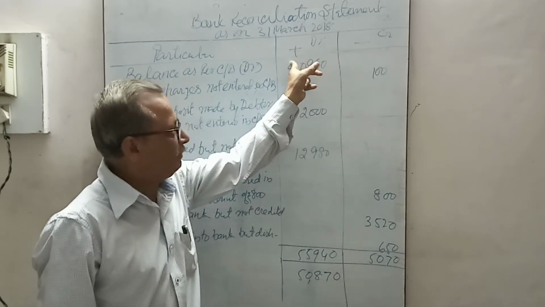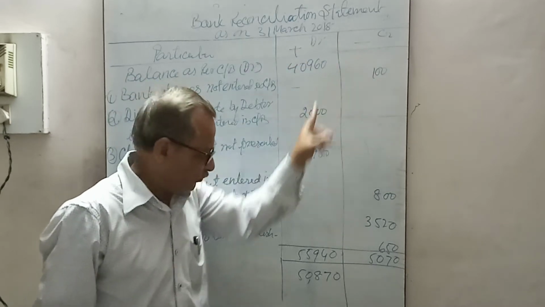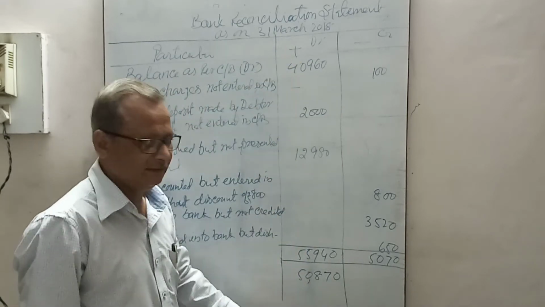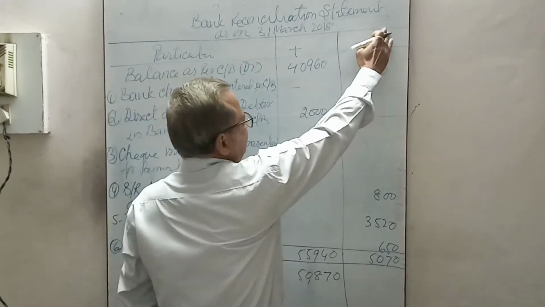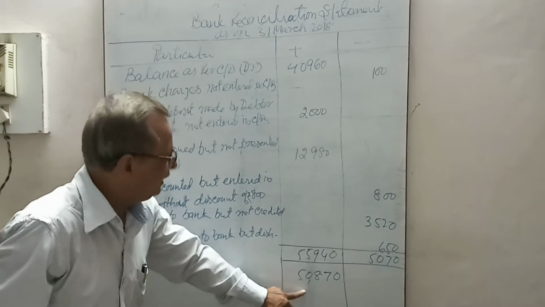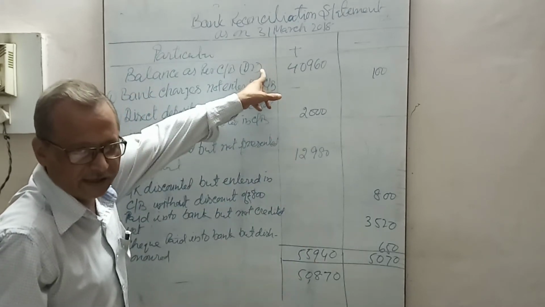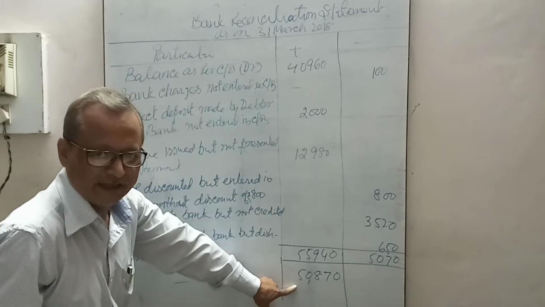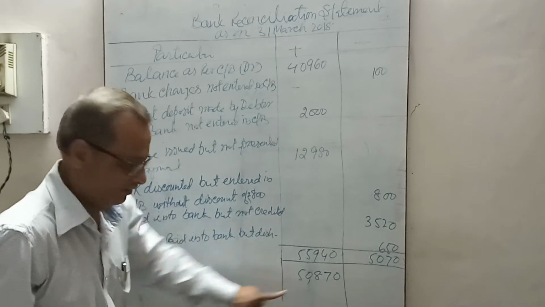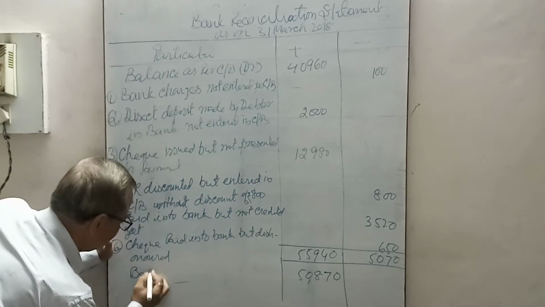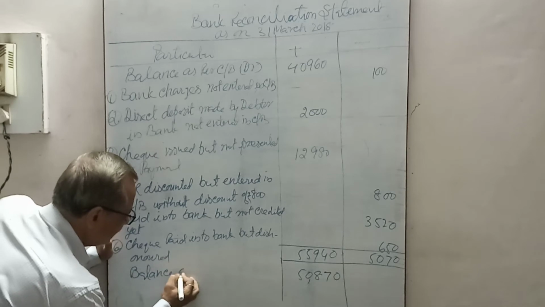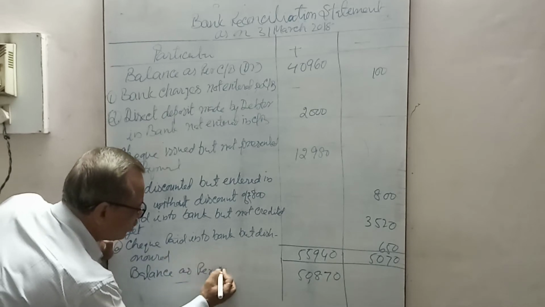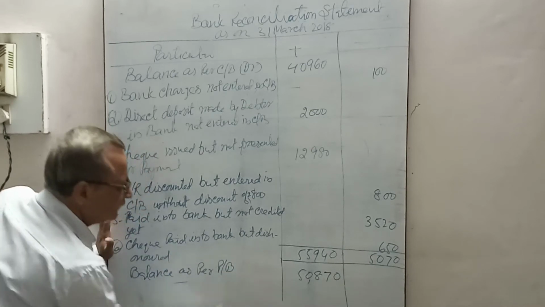Now we are using the plus item and minus item. So here we are writing in the plus side. I erase it. Plus side means upside, the cash book balance is there. Now it is the positive balance of the passbook, that is credit balance. Balance as per passbook. This is credit balance.